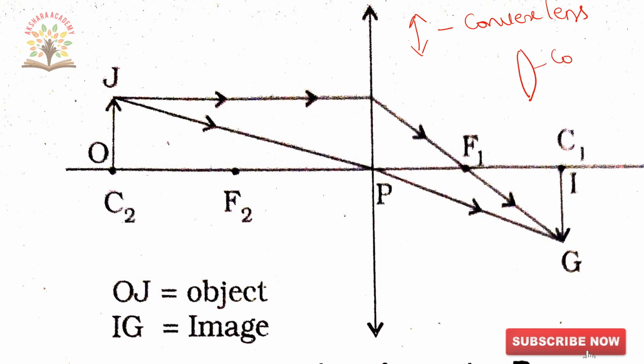This is the convex lens, but we can represent it symbolically, like this arrow mark. First, the object is placed at C2. This is the object, OJ. Now we are sending two rays. One is the ray which is parallel to the principal axis and it is passing through focus. The second ray, which is passing through the optic center, is undeviated. So these two rays are meeting at this point. This is the image point.